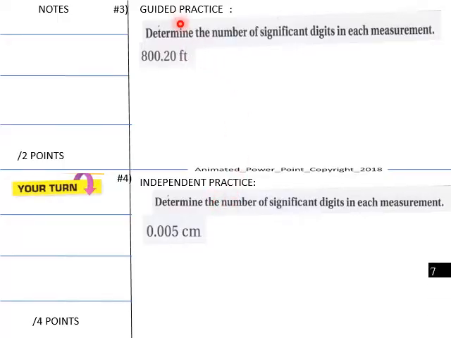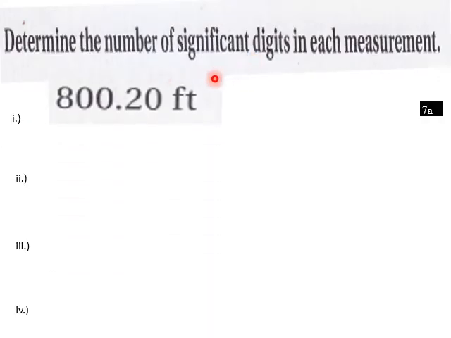Let's go into a guided practice here. Determine the number of significant digits in each measurement. So we have 800.20 feet here, and then this is yours down here, students. Let's do our guided right now. Determine the number of significant digits in this measurement, 800.20 feet.